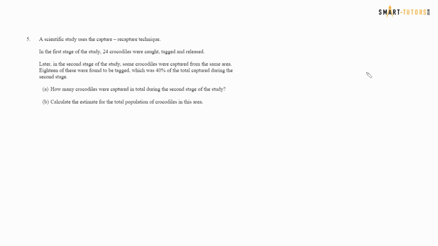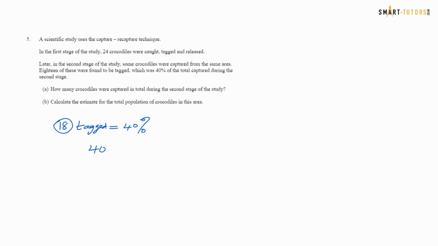Question number 5. A scientific study uses a capture-recapture technique. In the first stage of the study, 24 crocodiles were caught. So that is the initial stage. Later, in the second stage of the study, some crocodiles were captured from the same area. 18 of these were found to be tagged. So 18 of the crocodiles have a tag, right? So this tagging is 40% of the total population during the second stage. How many crocodiles were captured in total during the second stage of the study?